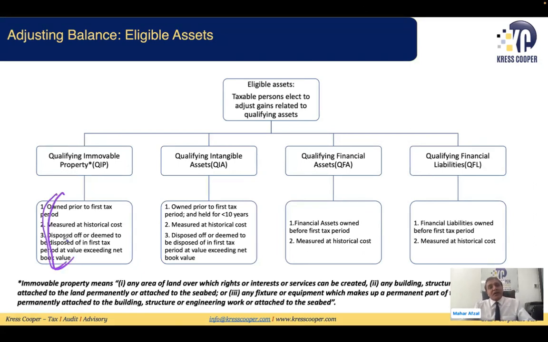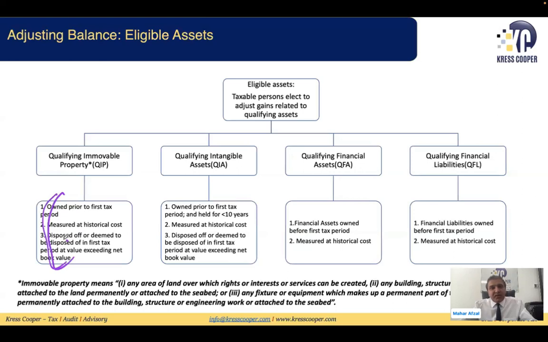In the same way, for qualifying intangible assets, the same conditions are required as for qualifying immovable property. One more condition is there: the life of the intangible asset before entering into the tax era, the period for which the asset is being held by the taxable person, should not be more than 10 years.